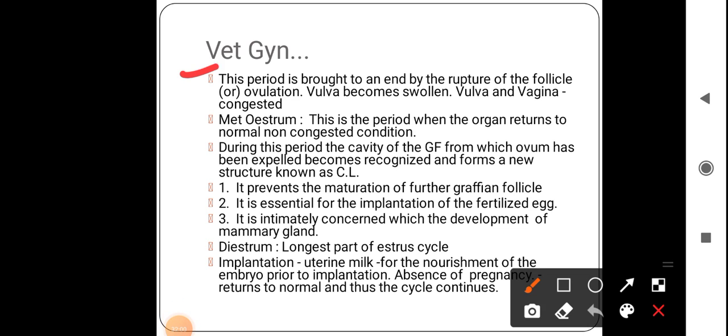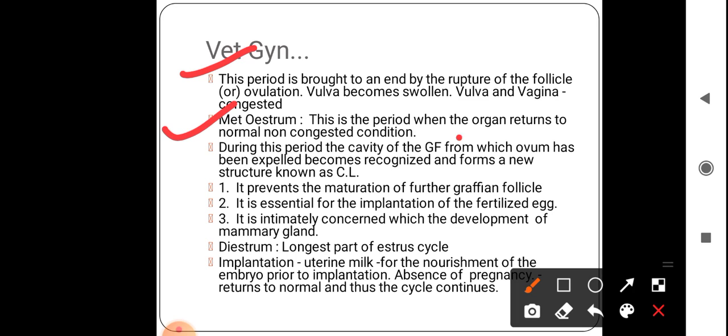Now, this period is brought to an end by rupture of the follicle, or ovulation. The vulva becomes swollen, and the vulva and vagina are congested. So this period, estrum, is brought to an end by the rupture of the follicle, or ovulation.